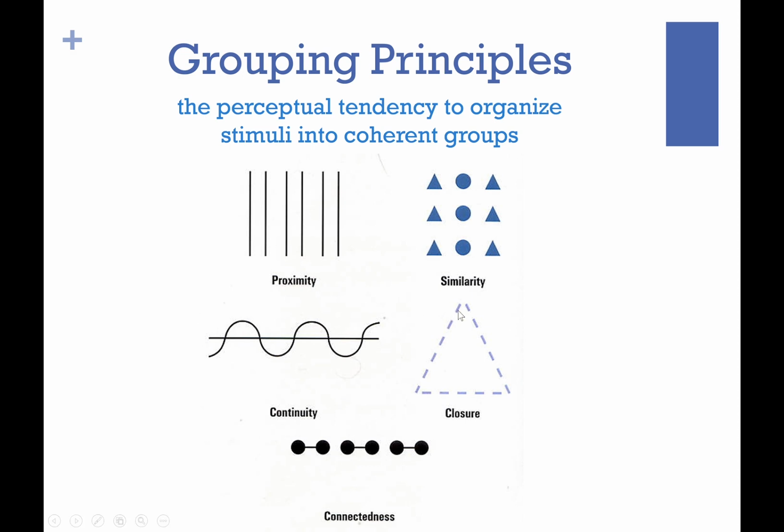And then the closure principle, the fact that your brain would perceive this as a triangle, even though it is not connected, it's just a bunch of line segments together. It detects the acute angles and sees a triangle from past experience. So grouping principles are all types of top-down processing, your brain's expectation.